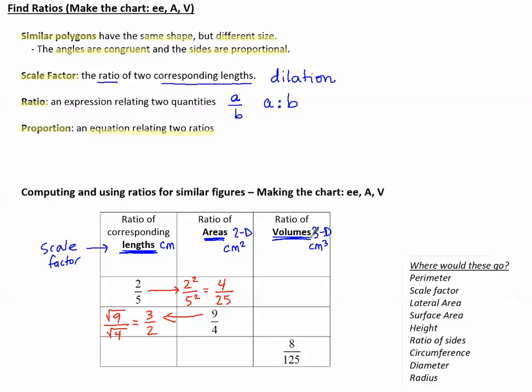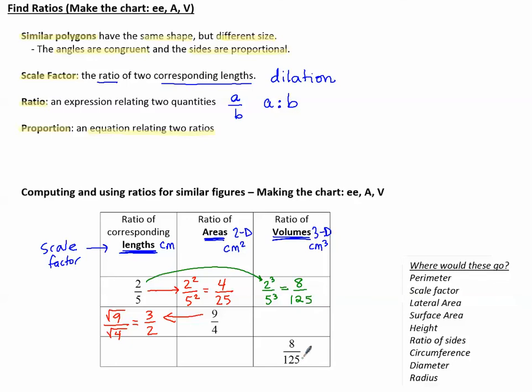Remember, because volume is 3 dimensions and we have cubic units, to go from scale factor to volumes, what do you think we'll do with those numbers? That's right, we'll cube them instead of square them. So 2 cubed and 5 cubed. 2 cubed, 2 times 2 times 2 makes 8, and 5 times 5 times 5 makes 125.